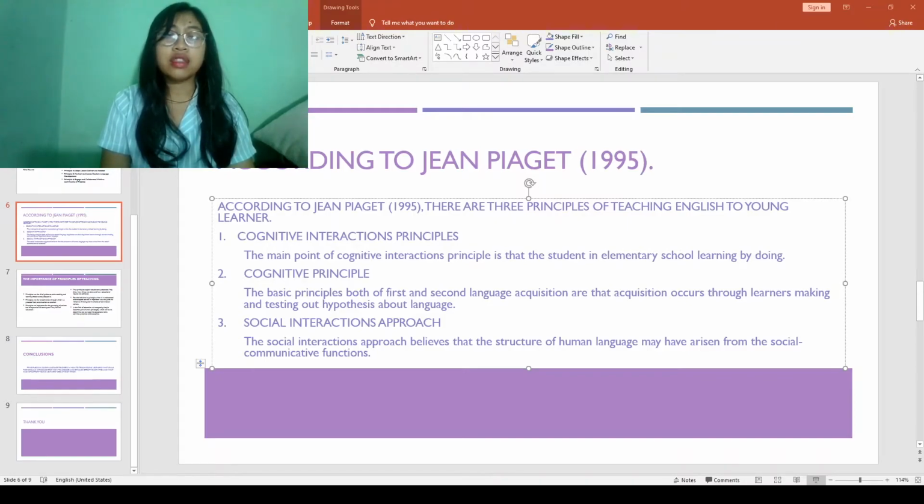Then, the third and last principle, according to Jean Piaget 1995, is the social interaction approach. The social interaction approach believes that the structure of human language may have arisen from the social communicative function language plays in human relations.